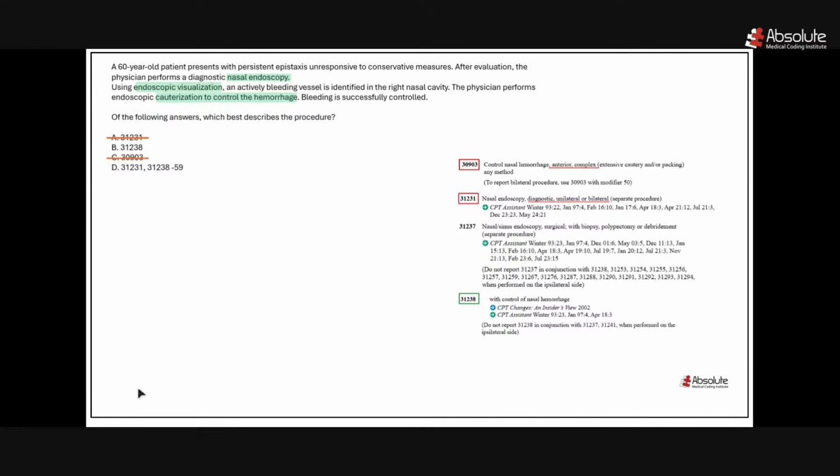Also option D, 31231 and 31238 with the 59 modifier, is incorrect. As we said, the diagnostic endoscopy would be included or bundled into this surgical endoscopy procedure. So that makes option D wrong, and the correct answer is going to be option B, 31238. That is for nasal endoscopy, surgical, with the control of hemorrhage.